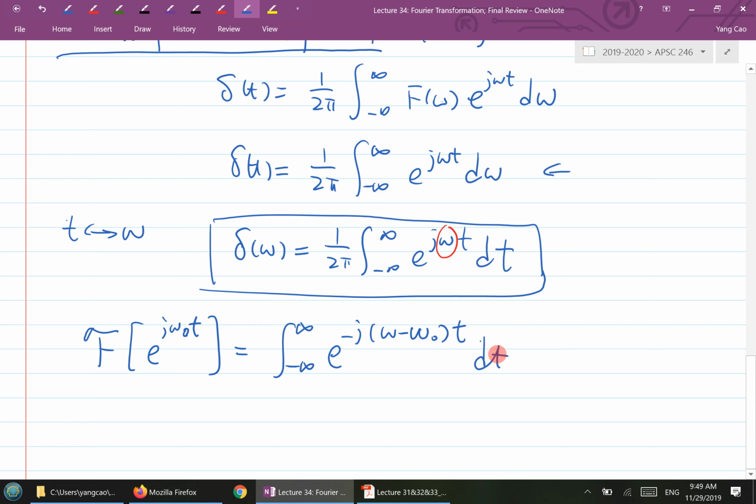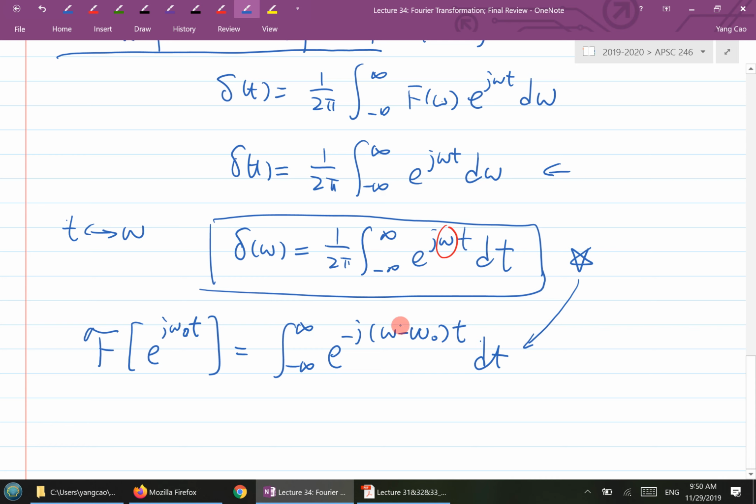So we're trying to calculate this one. Now I want to make use of the results here, and apply them to this expression. So you see here, this is omega, this is omega. The only difference is this is negative omega minus omega naught. See the difference here, right?